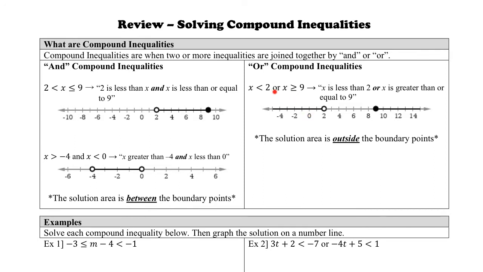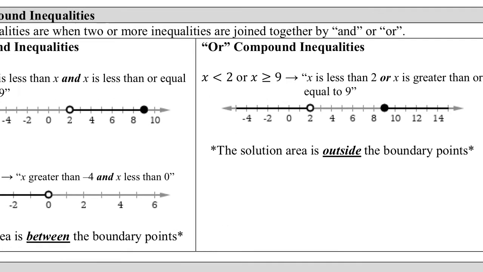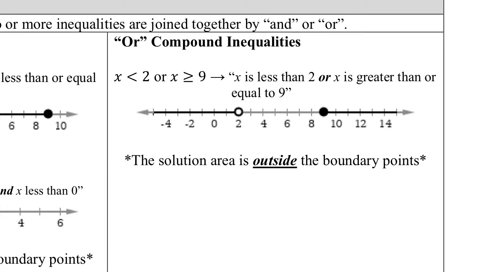Also, if I try it out here, 0 is less than 2, so it doesn't have to be a solution for both. If I try 4, for example, 4 is not less than 2, and 4 is not greater than or equal to 9. Since it didn't work in either of them, 4 is not a solution. In this case, the solution areas are outside the boundary points. Now, some graphs don't actually show arrows, but the shade goes on forever left and forever right. Sometimes they won't show the arrows; they are understood to be there.